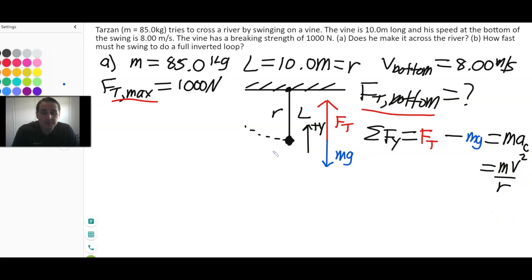Now, by the way, this v is actually the v at the bottom. We actually know what v at the bottom is.